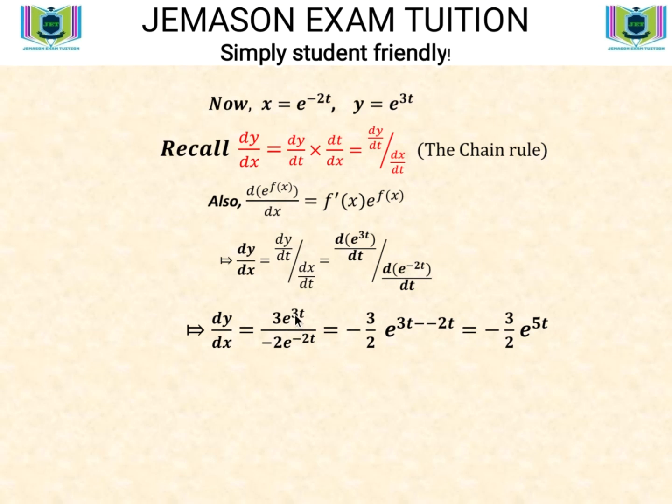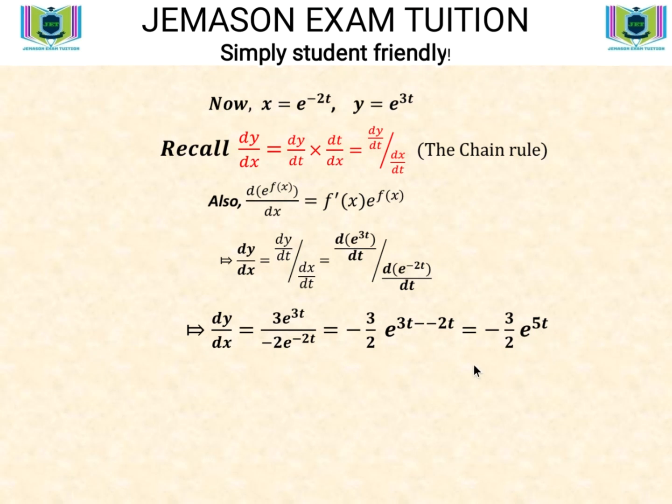When we now divide the expressions at the numerator and at the denominator, we get negative 3 over 2 e to the 3t minus negative 2t. Remember, when you are dividing indices, you subtract the powers, and at the end dy/dx should be equal to negative 3 over 2 e to the 5t. So this dy/dx is in terms of t.